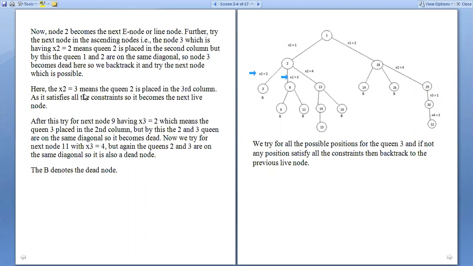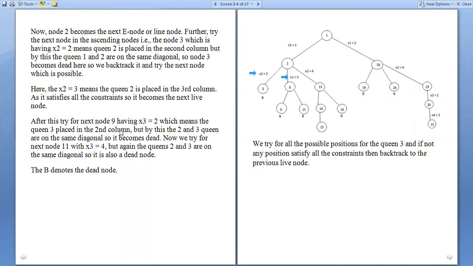So here 3 means queen 2 is placed in the third column as it satisfies all the constraints, so it becomes the next live node. Check: if you place queen 2 in the third column, it will not be attacked by queen 1. So they are in a safe position. They are satisfying the constraints. So this becomes the next live node.